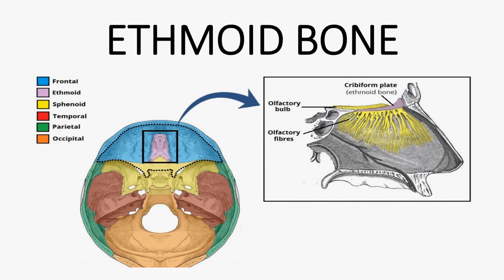In the ethmoid bone, you can see here the cribriform plate, which makes the olfactory bulb and the olfactory fibers. I told you, olfactory foramen in the cribriform plate. Here you can see the olfactory foramen.